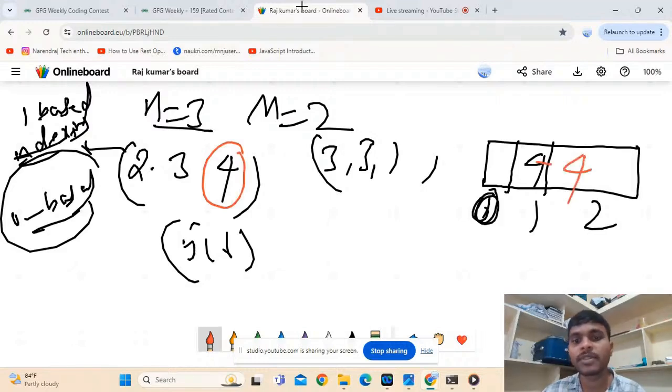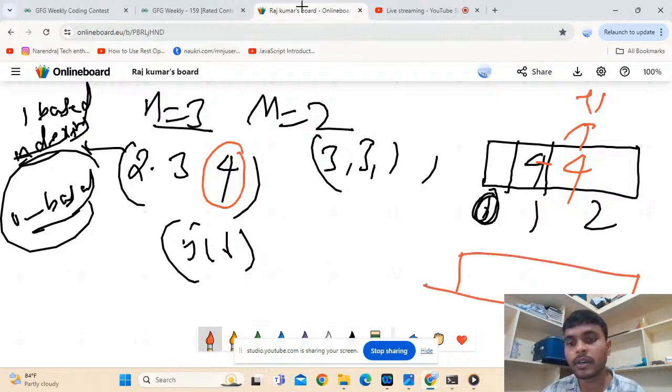Now 3 comma 3 means 2 comma 2, so he will give one more. Initially it has 4, now he gives 1. So our final array becomes 0 4 5. The first person doesn't have any candies.